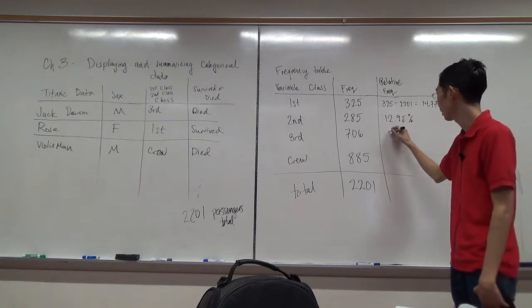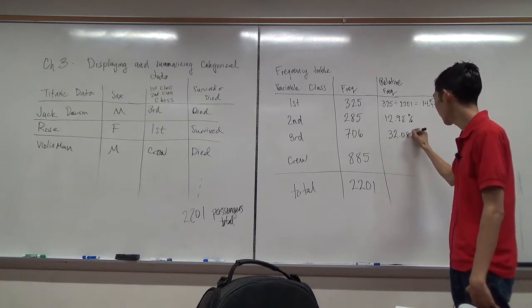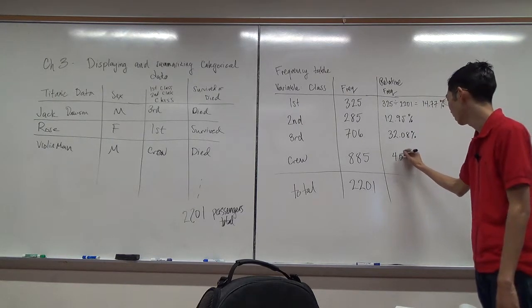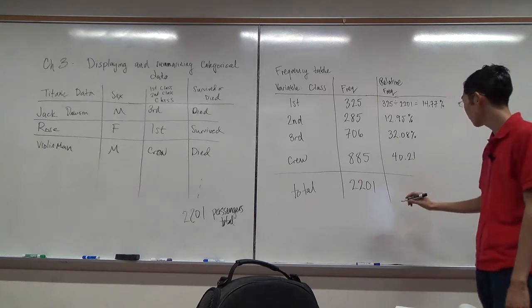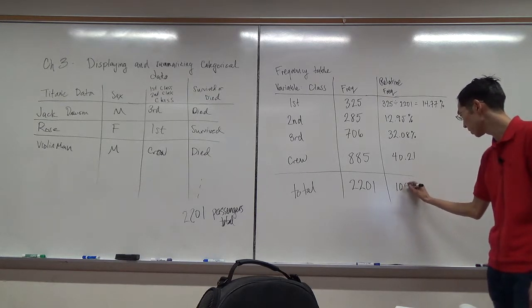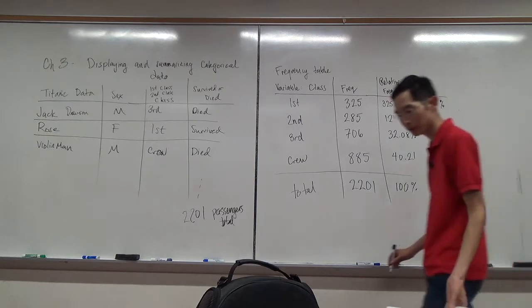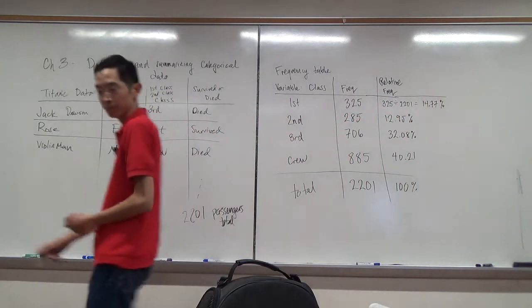And I would do this for all of the different classes. 12.95, 32.08, and 40.21, for a total of what should be 100%. And if it's not exactly 100%, it's because of some rounding issues.